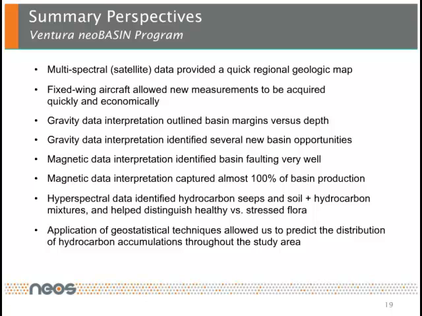The summary of this project is that NEOS acquired, processed, and interpreted the data for the entire onshore portion of the Ventura Basin quickly and relatively inexpensively. The gravity data identified the basin geometry and its sedimentary variations. The magnetic data identified the basin structures, including significant faults and the effects of volcanism. The hyperspectral data provided an environmental baseline inclusive of hydrocarbon seeps and a quick geologic map.